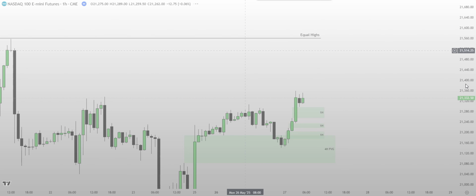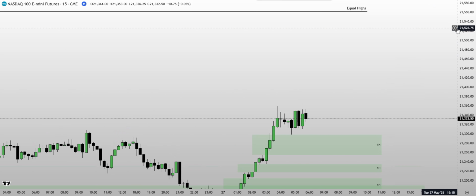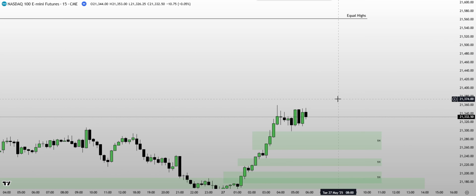So then heading into this session, I want to see on the 15-minute if we get a setup that is consistent with the bias that we have determined, which is bullish, clear objectives to the upside, clear drawn liquidity from the daily to the 4-hour to the 1-hour, and now we're on the 15-minute.